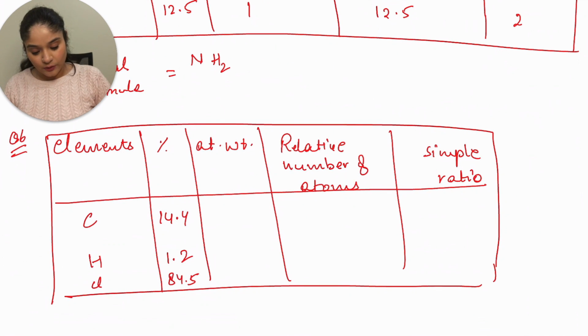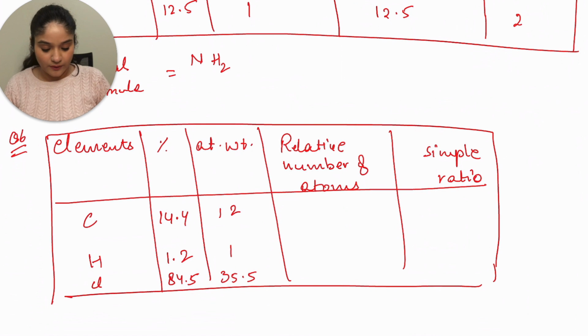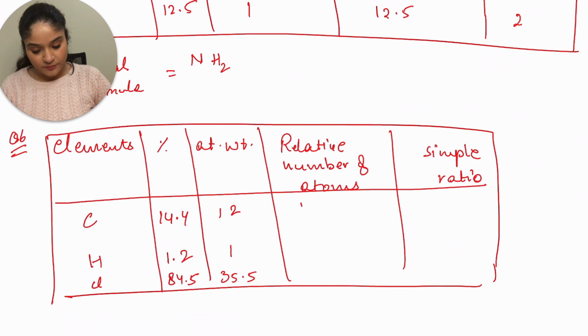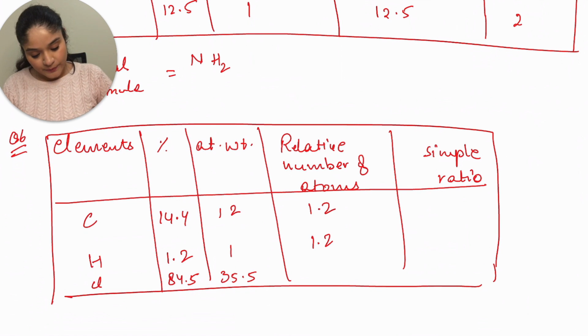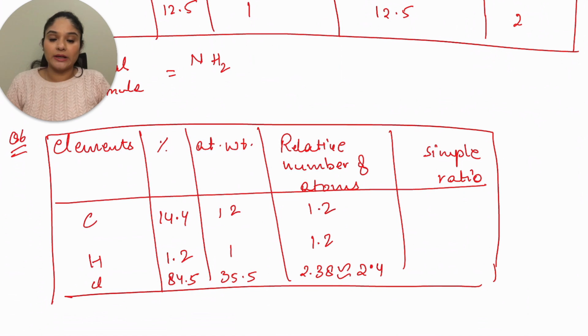So atomic weights, we know that for carbon is 12, hydrogen is 1, and for chlorine is 35.5. If we think about the relative number of atoms and you divide, I'm getting 14.4 divided by 12, which is 1.2. Now 1.2 divided by 1 would be 1.2, then 84.5 divided by 35.5, I am getting 2.38. So roughly I'm taking it as 2.4.